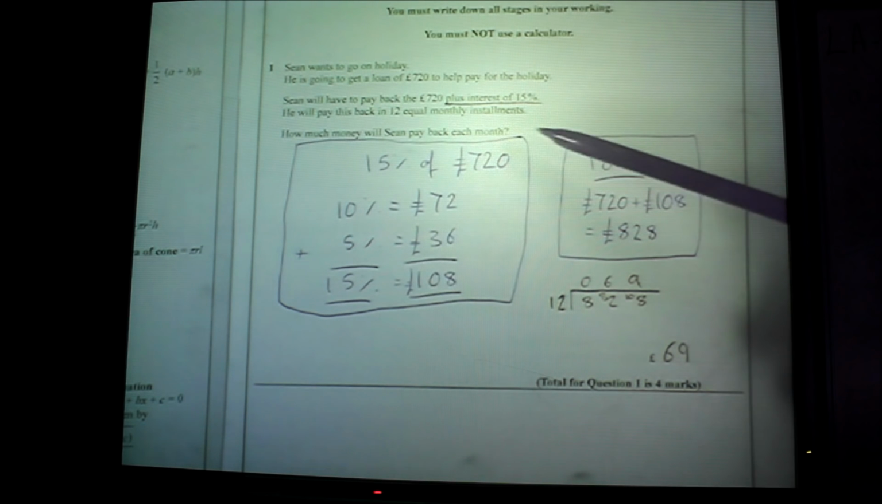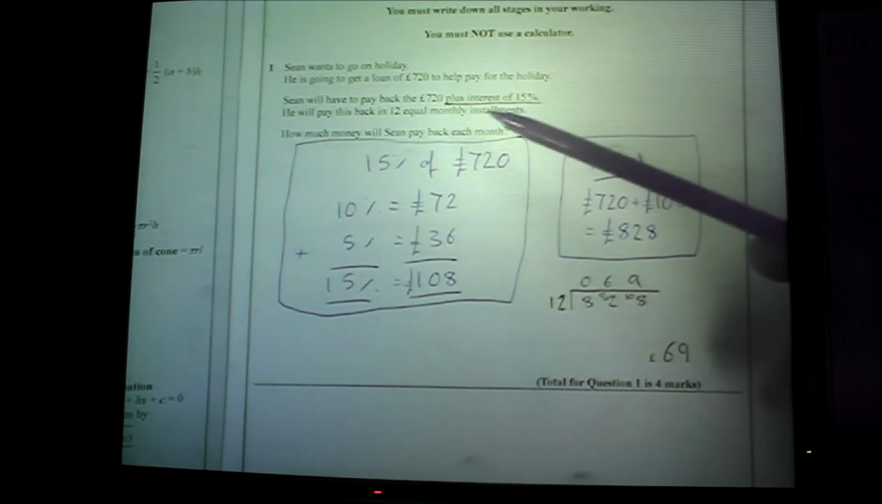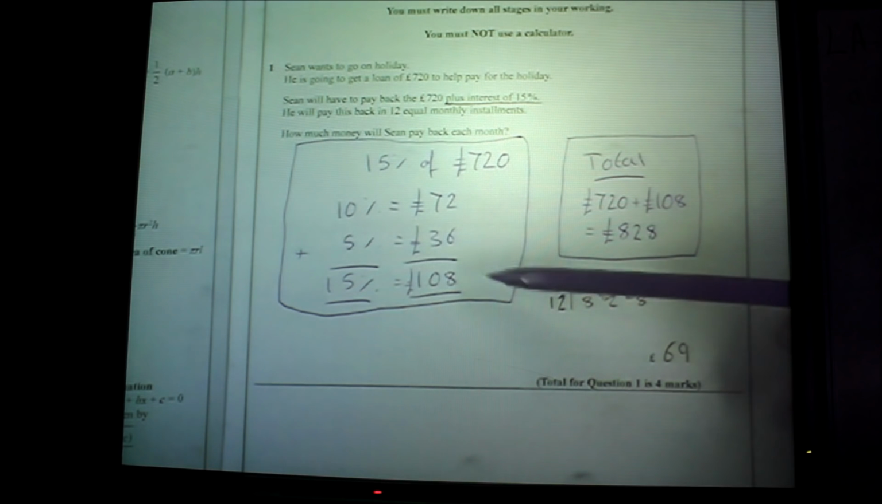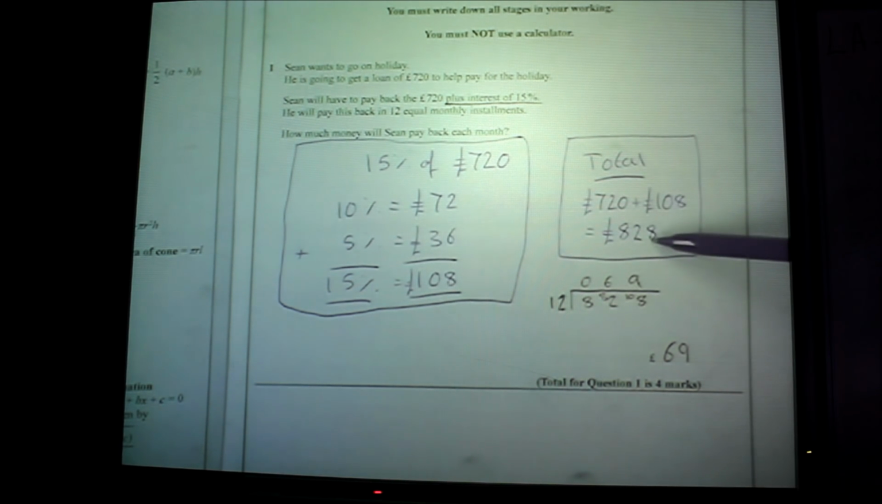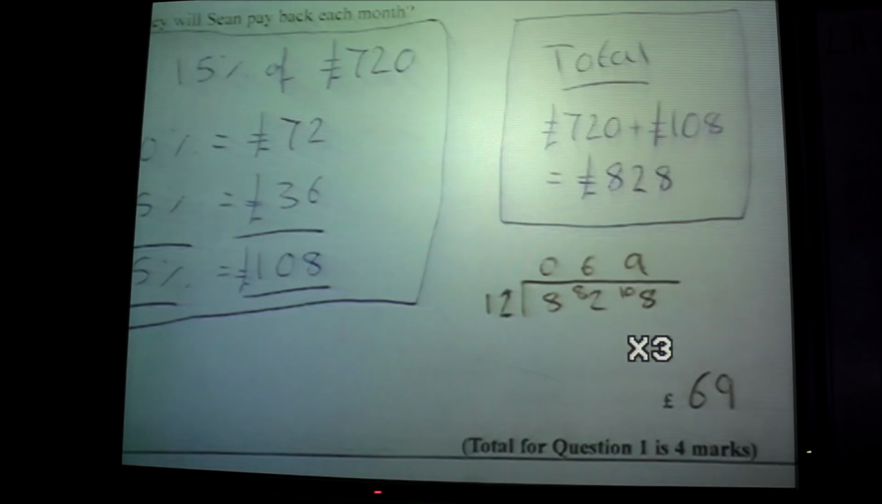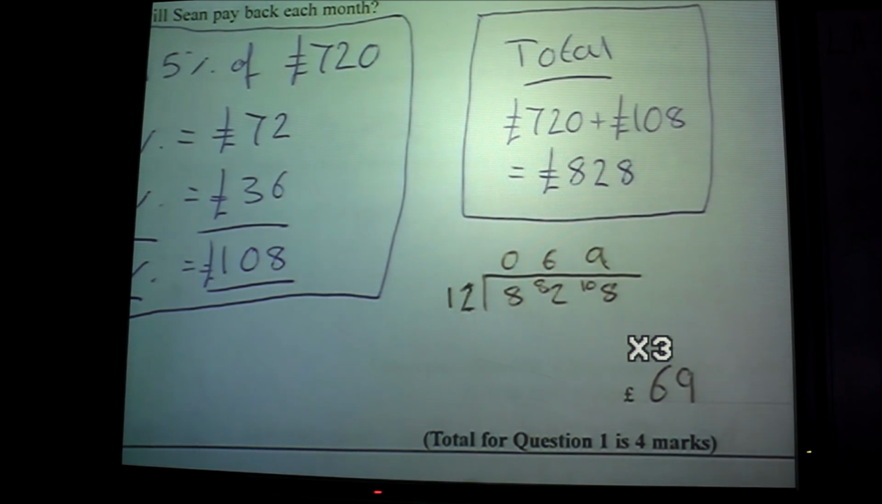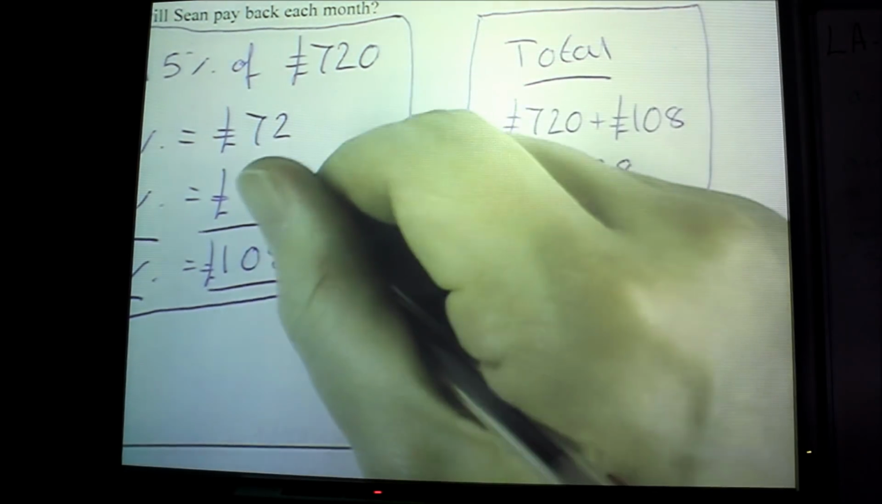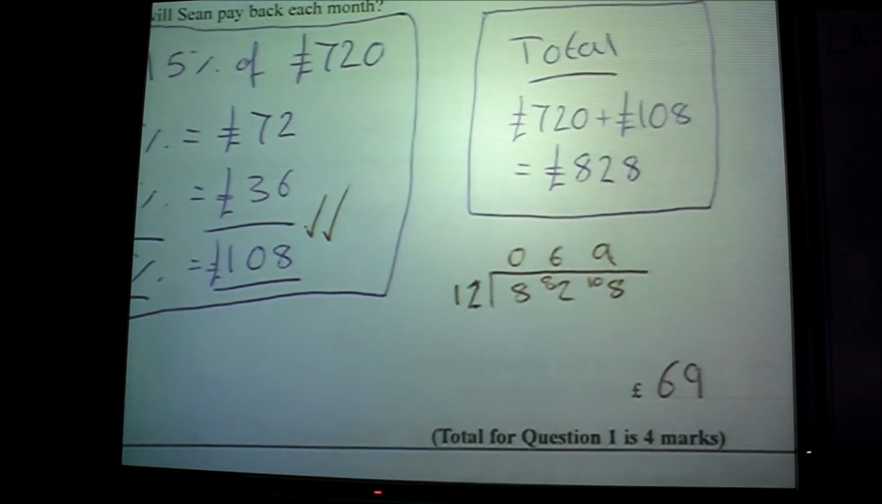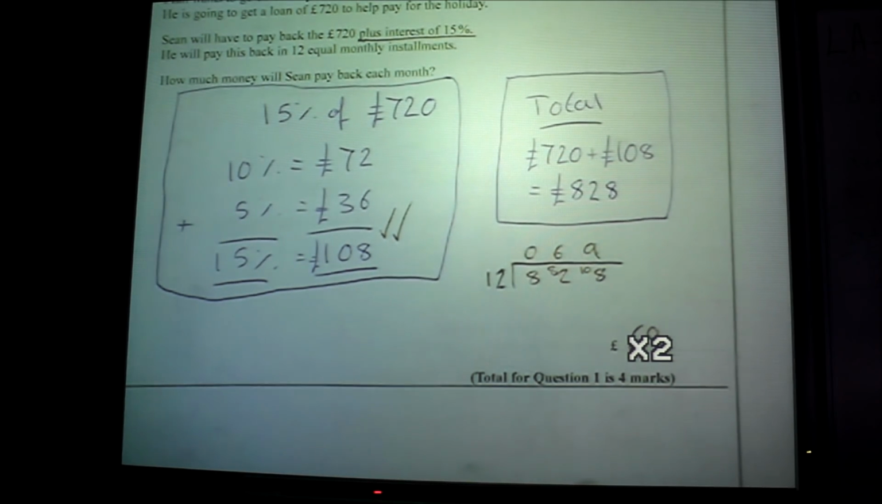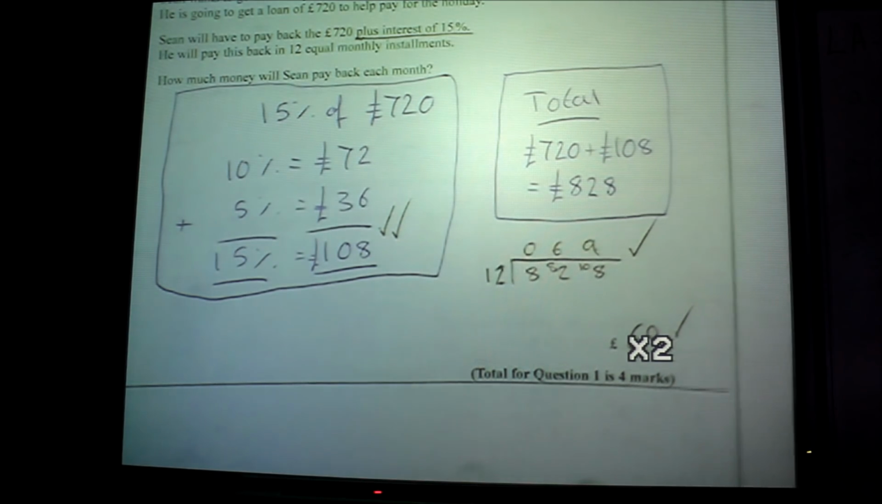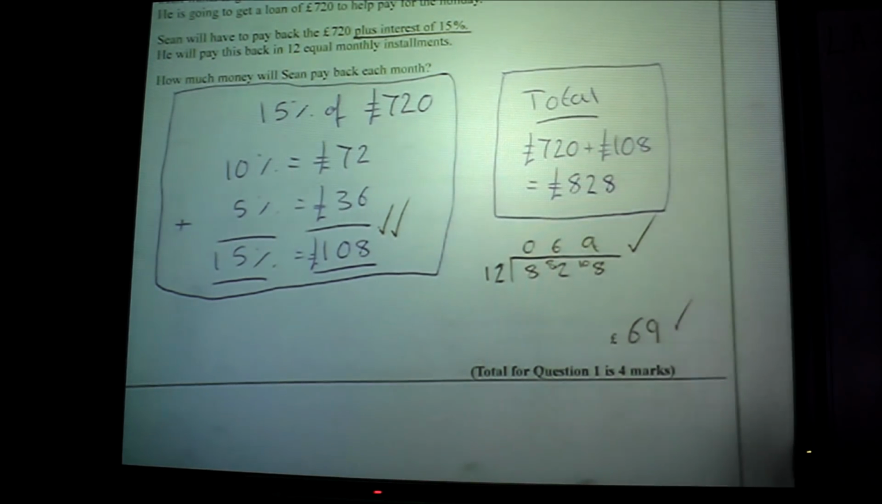He's going to pay it back in 12 equal instalments. So he's going to pay back the £720 plus the 108, which is 828. And if he's doing it in 12 equal instalments, you need to do 828 divided by 12. And I've done that there using the good old-fashioned bus stop method. And the answer is £69. There's 4 marks for that. You will get 2 marks for doing the 15%, and you get the rest of the marks for showing your workings for the correct answer. Even if you can't do the long division with the bus stop method, at least find 15%.